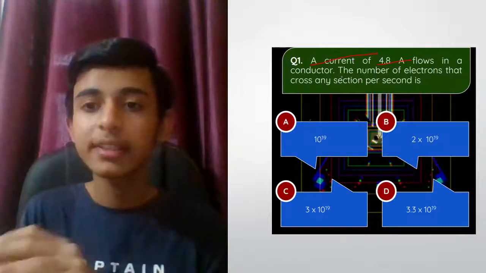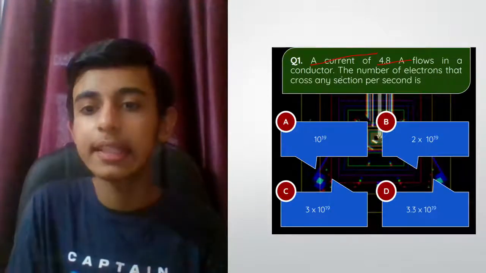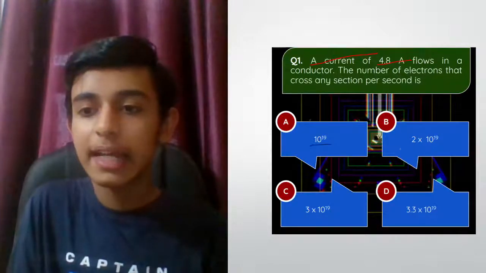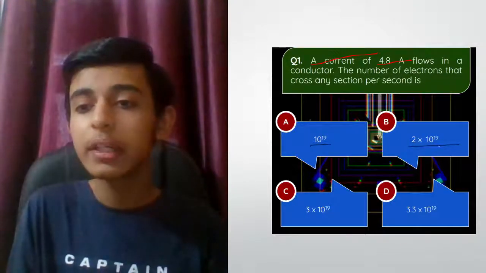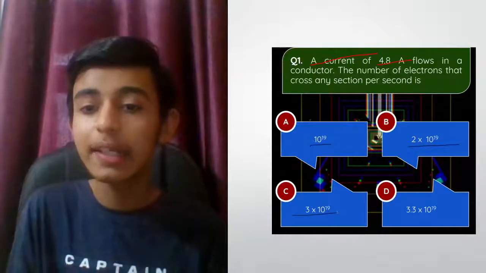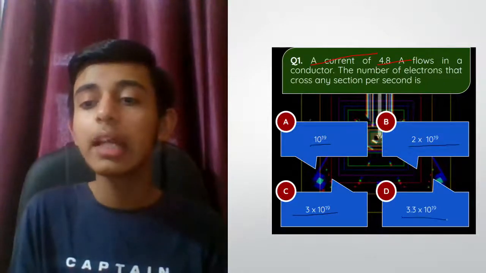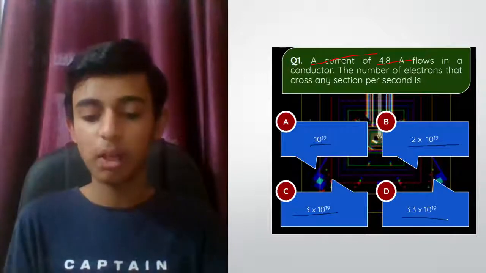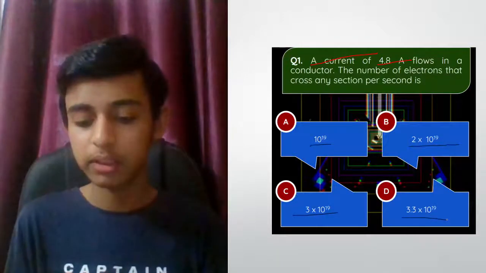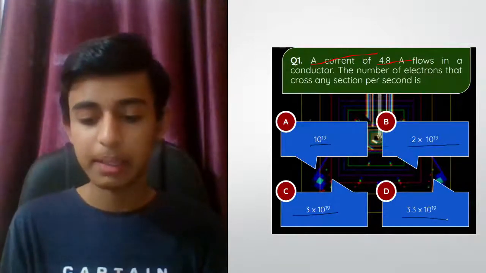So the number of electrons that cross any section per second is this. Option A, 10 to the power 19. Option B, 2 into 10 to the power 19. Option C, 3 into 10 to the power 19. Or option D, 3.3 into 10 to the power 19. Now everybody quickly solve and give me the answer in the chat box so that I can take your name.